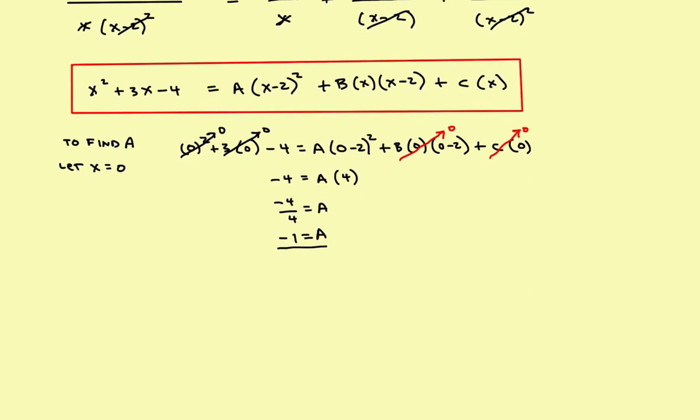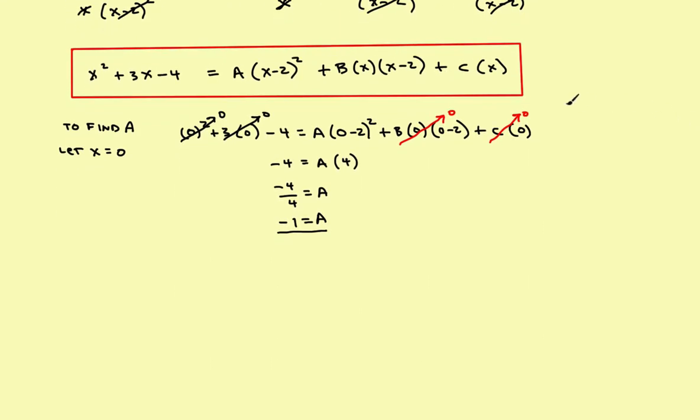So the question is, what do you go after next? B, C, and pick the one that will be the easiest to give you one of the letters. So in this first one, B had an x in it, C had an x in it, so you could set x equal to 0, and that would get rid of B and C.